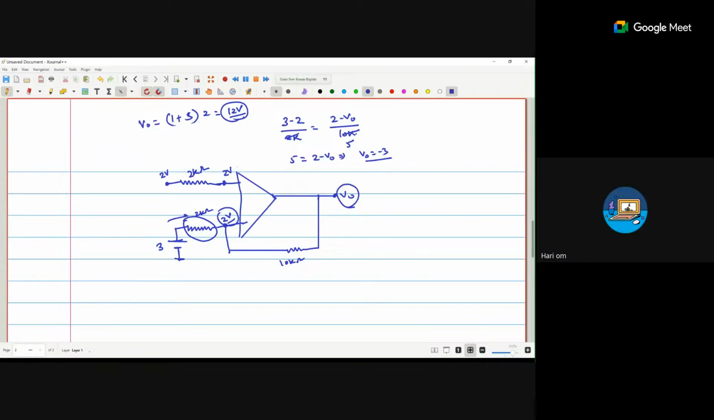Because of this 2 volt, I am getting 12 volt. Because 1 plus R by R1. So because of this one, I am getting 12 volts. Because of this one, I am getting minus 15 volt. So the answer is minus 3 volt. Both answers are the same. You can apply that one, that's why I was saying it is the easiest.